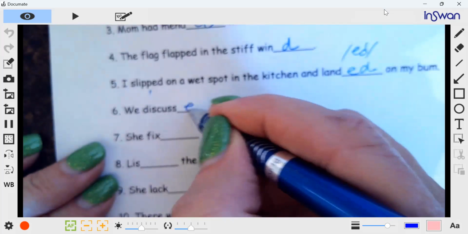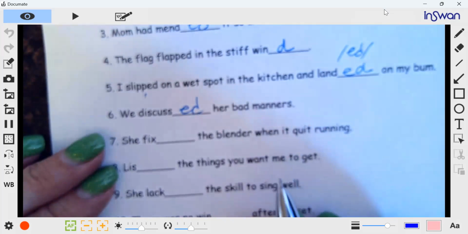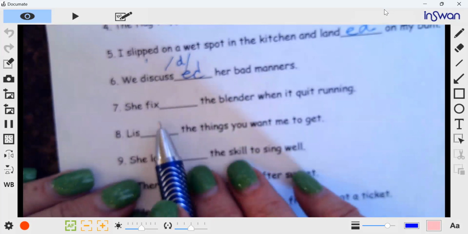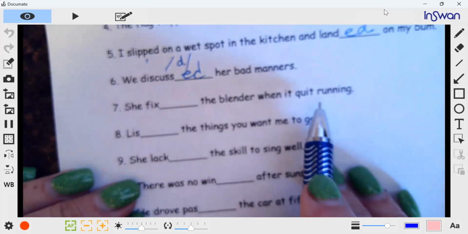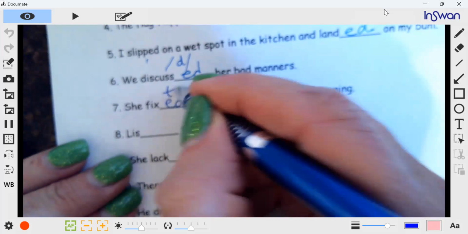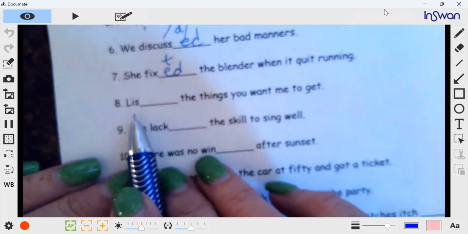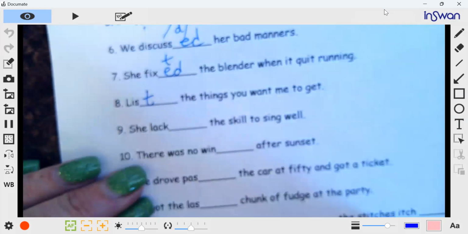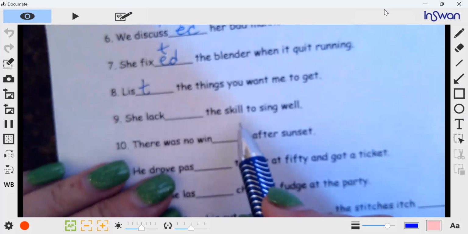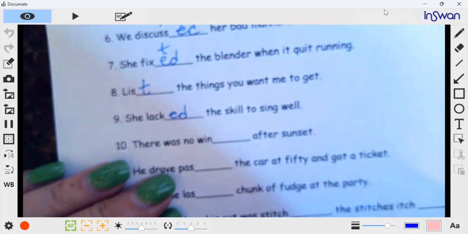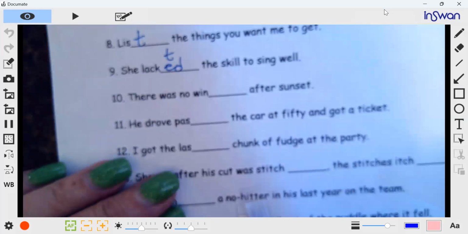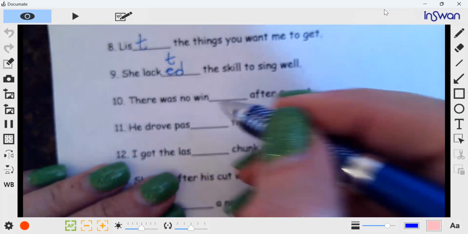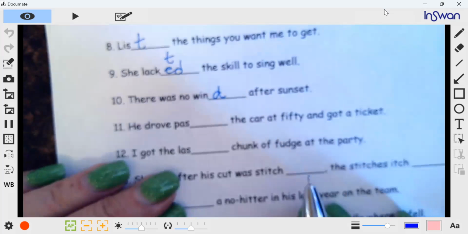We discussed her bad manners. Discussed, D. You see how it just sounds like the sound D? She fixed the blender when it quit running. She fixed. So I hear that T again. List the things you want me to get. List. That's only the letter T. She lacked the skill to sing well. She lacked. Sounded like T. There is no wind after sunset. T and D. T doesn't work and ED won't work.